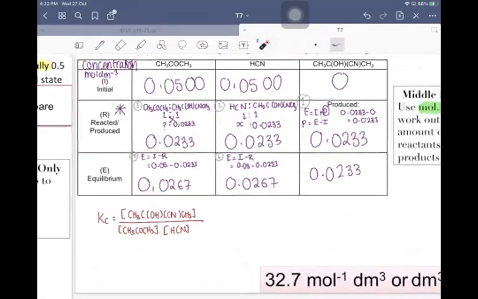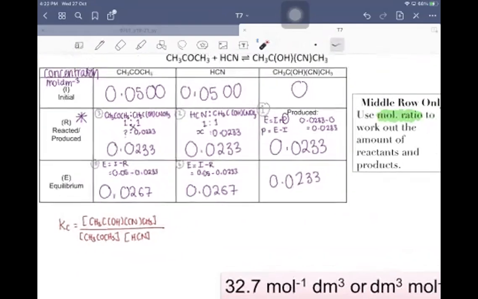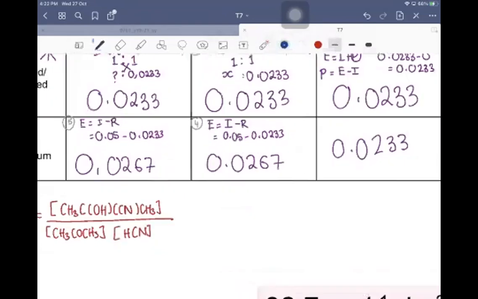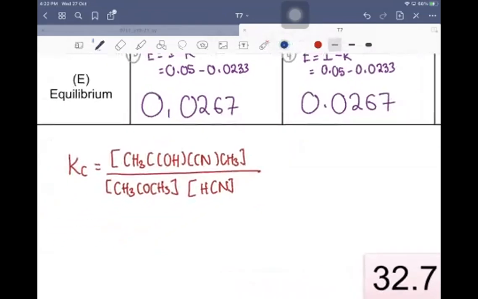If you don't get that, that means there's something wrong with your calculation, or maybe you put in the wrong number in your calculator. Next, I want to work out the units. So the top part of your expression, you've only got one bracket. The concentration is for one species, so that's just mole per dm cube.